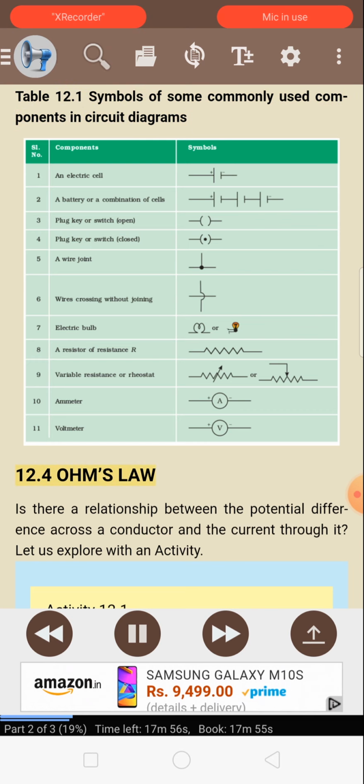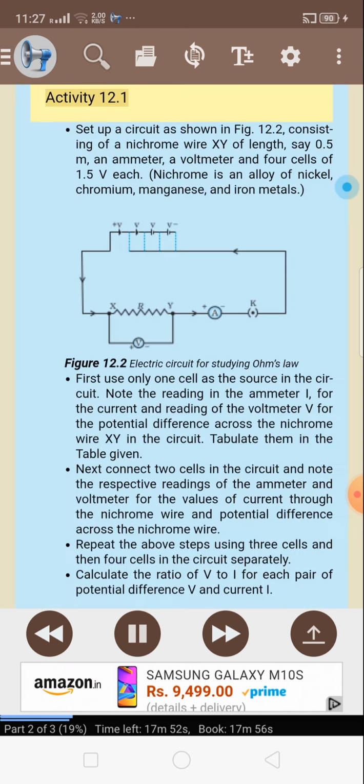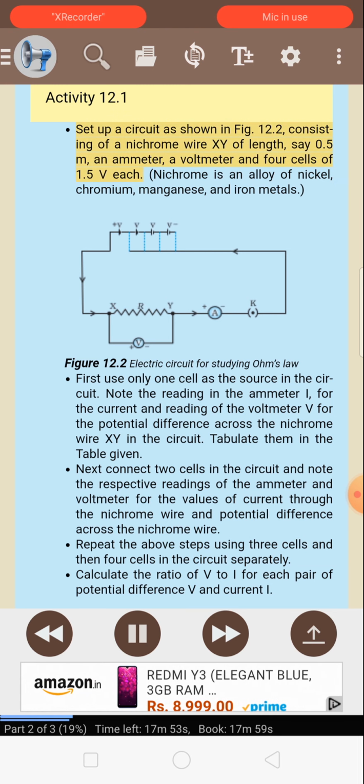12.4 Ohm's law. Is there a relationship between the potential difference across a conductor and the current through it? Let us explore with an activity. Activity 12.1. Set up a circuit as shown in figure 12.2, consisting of a nichrome wire XY of length, say 0.5 meters, an ammeter, a voltmeter, and 4 cells of 1.5 volts each. Nichrome is an alloy of nickel, chromium, manganese, and iron metals. Figure 12.2 Electric circuit for studying Ohm's law.